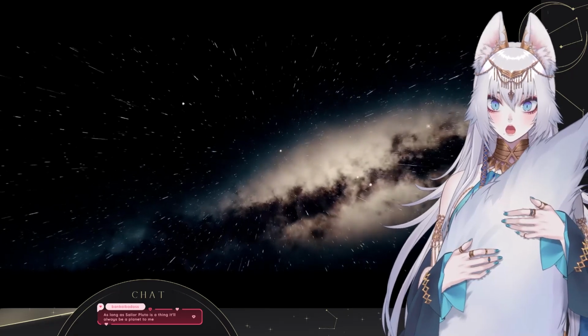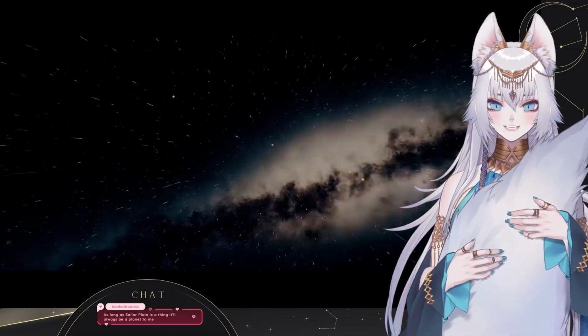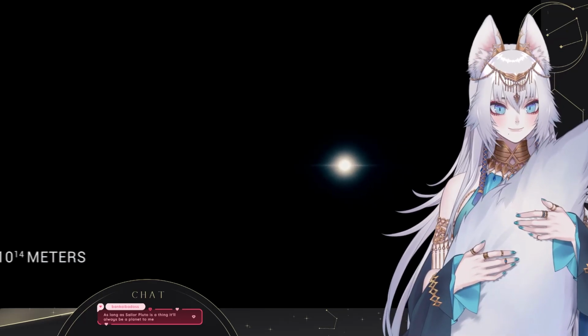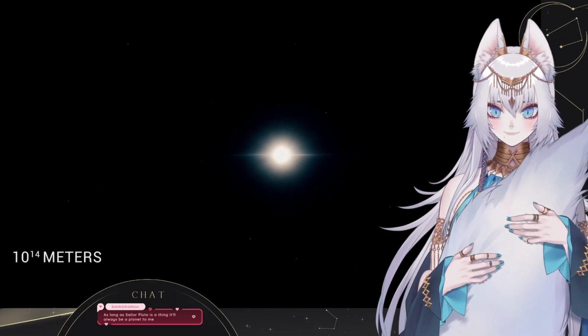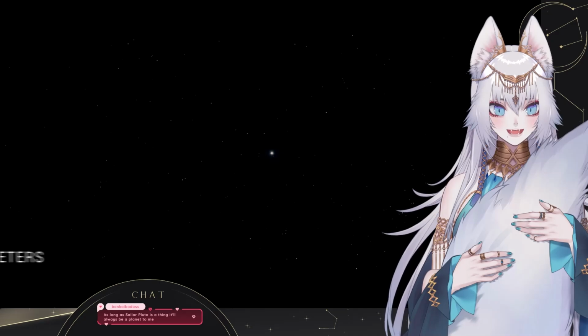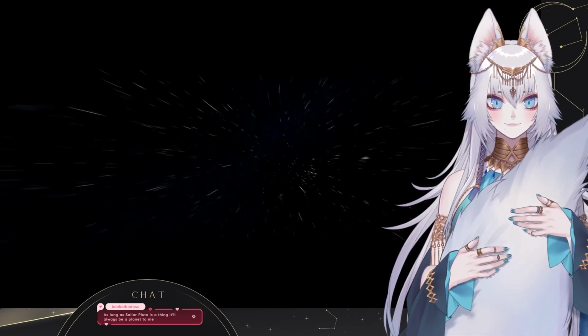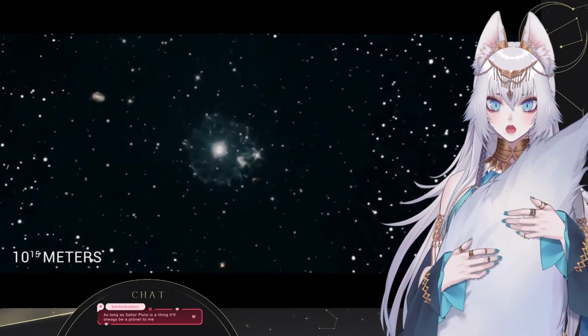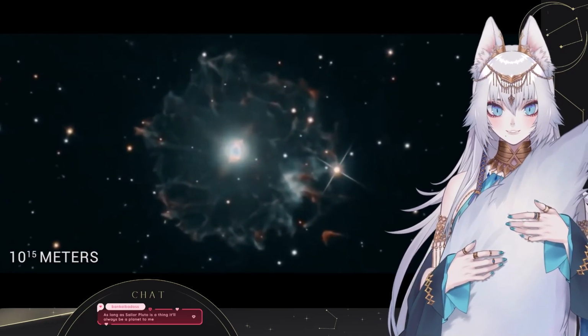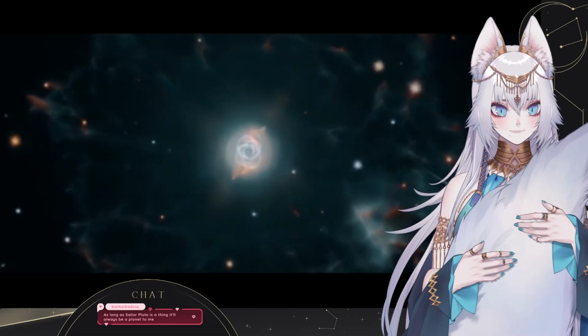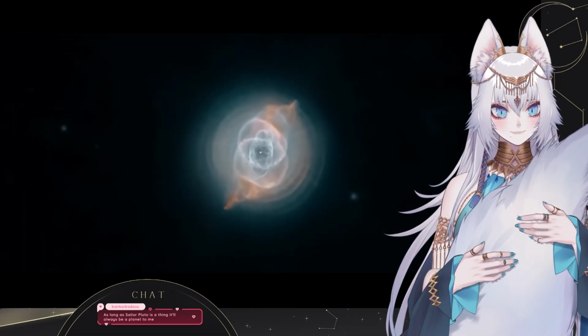This distance is currently farther than any human or space probe has ever traveled. At 10 to the 14 meters away from Earth, our solar system appears only as a small point of light in the sky, just like every other star that we see in the night sky. At 10 to the 15 meters, we have the Cat's Eye Nebula, one of the most complex nebulae ever discovered. The entire nebula is nearly half a light year in diameter.